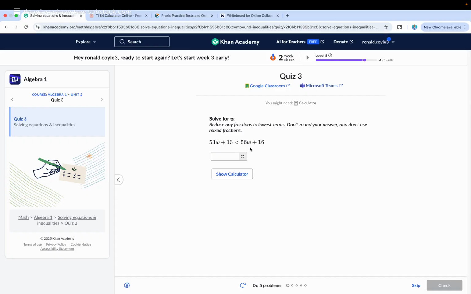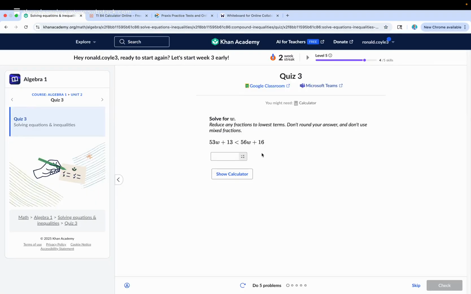All right, so I'm on khanacademy.org. I'm not going to show the math right here. I'm going to run it on a piece of paper, but I'll explain it. Reduce fractions to lowest terms, don't round your number, and don't use mixed fractions. Maybe for one or two, I'll try the whiteboard. I just don't want to eat up a lot of my video space.